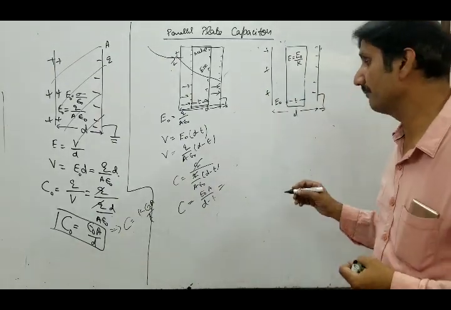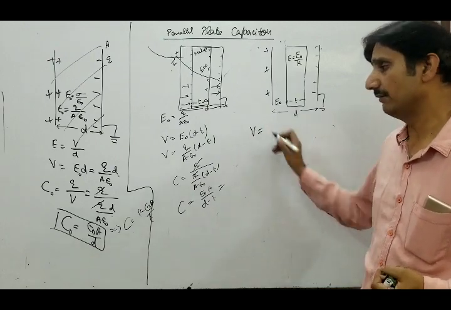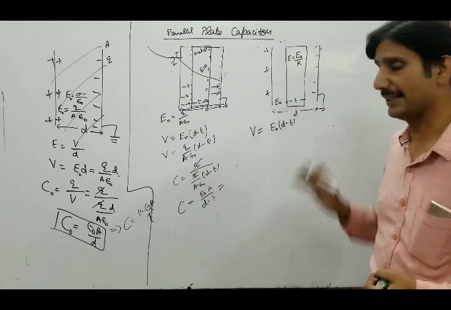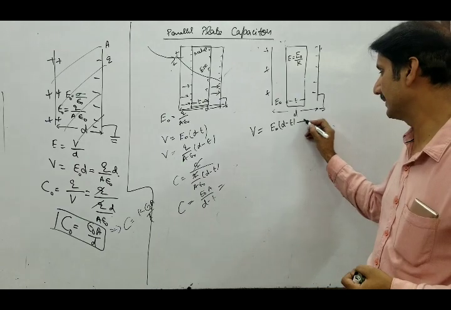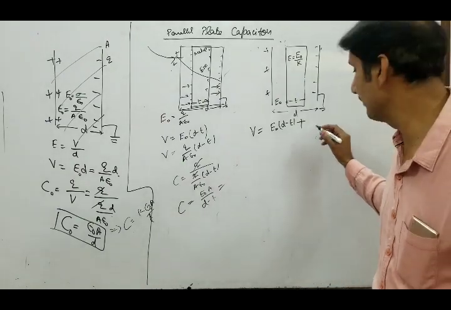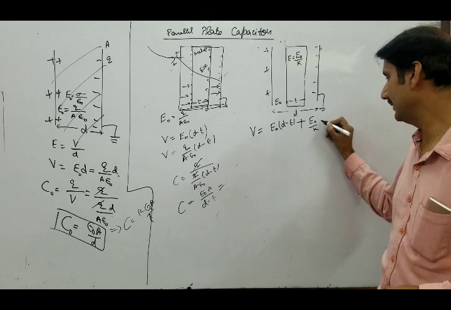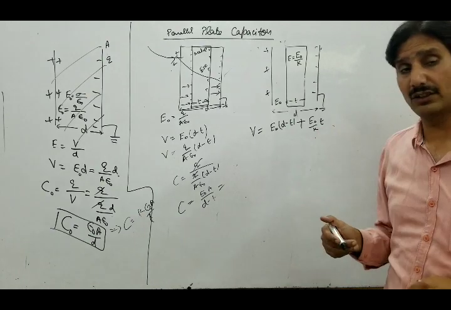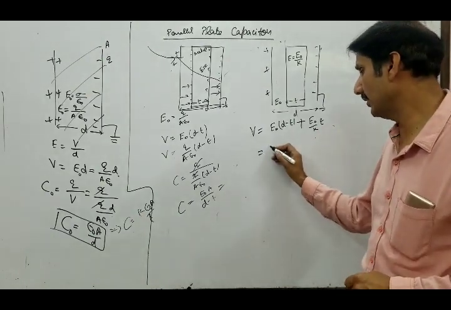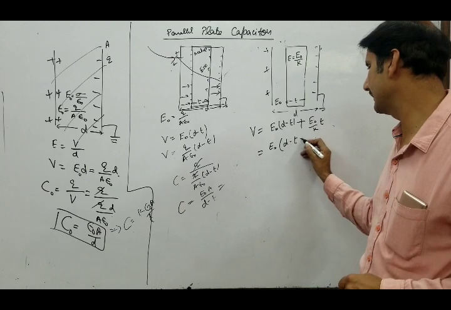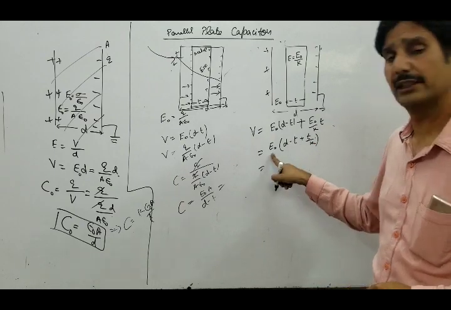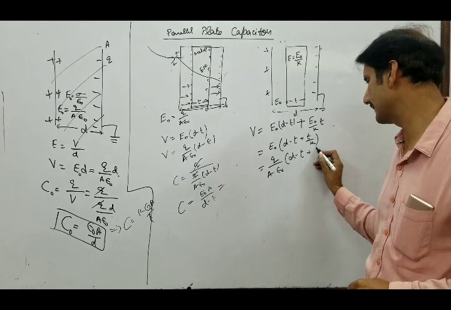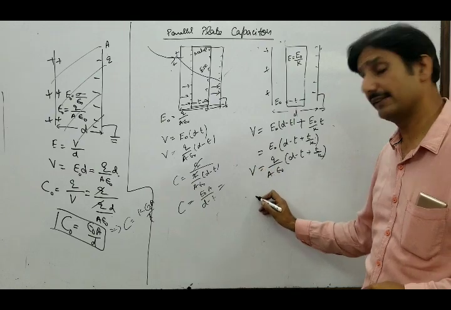So inside this slab, the field is E naught by K, and in the empty space, electric field is E naught. So what would be V? V would be E naught into (D minus T). This empty space is D minus T. So E naught into (D minus T) plus, potential being a scalar quantity, will simply get added up, E naught by K times T. Within that distance T, the electric field is E naught by K. So I can take out E naught common, and it becomes (D minus T plus T by K), and you can put in the value of E naught, which you already know, Q by A epsilon naught, into (D minus T plus T by K).